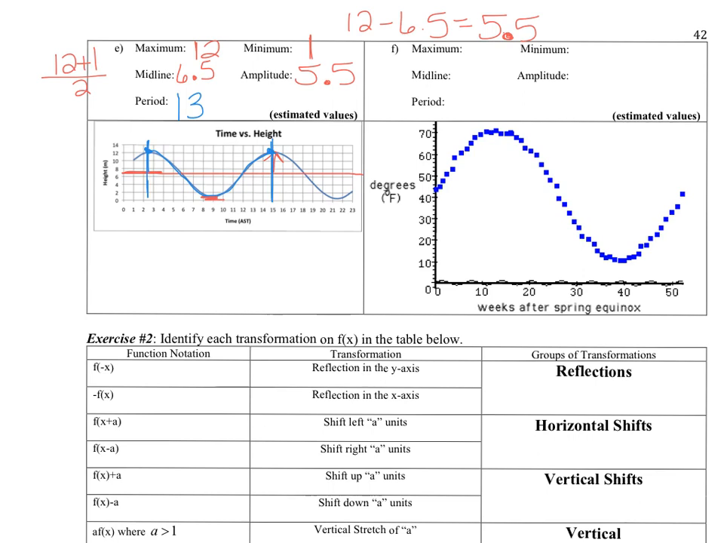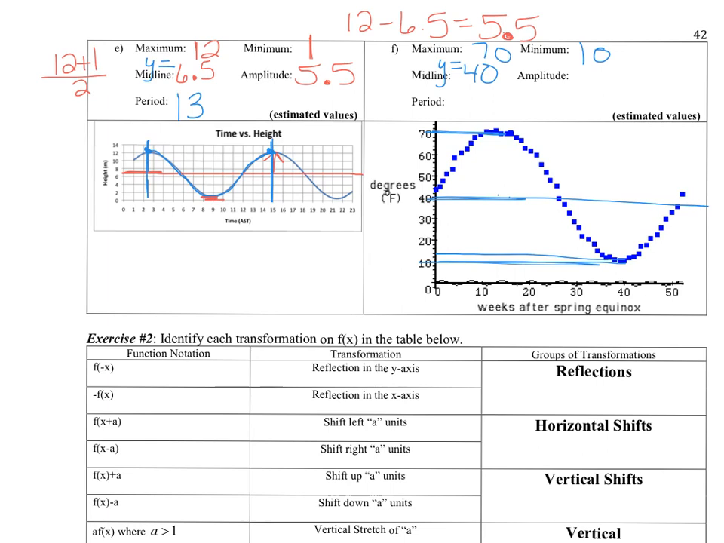Moving over to the other one, maximum, maybe I say around 70. Minimum, let's say if I drew it a little straighter, we'll go with 10. And the midline, so 70 plus 10 is 80 divided by 2, and we can even see that, right? 40 looks like a good spot. So y equals 40. I should have written my y equals over here for the 6.5.